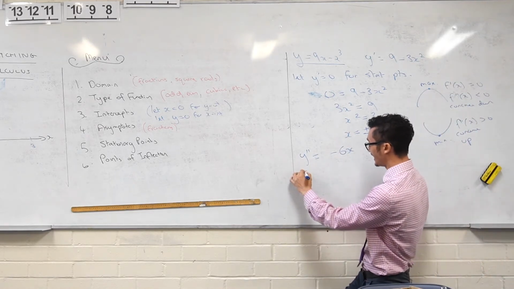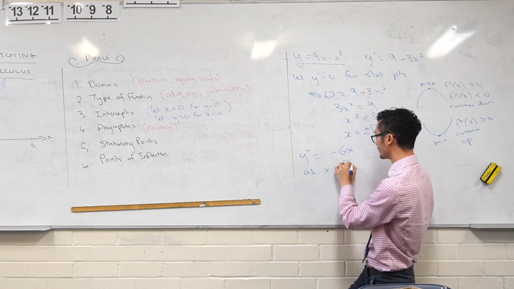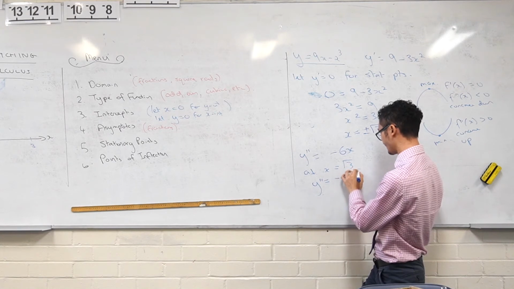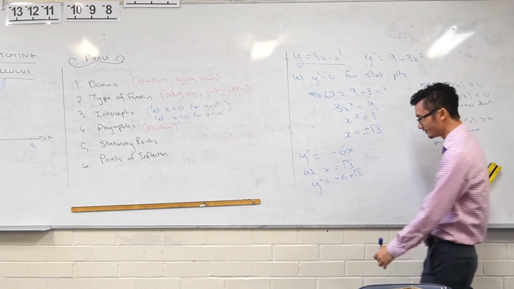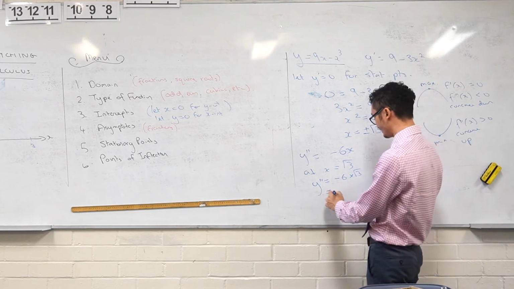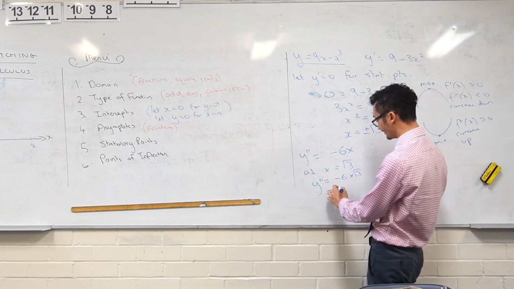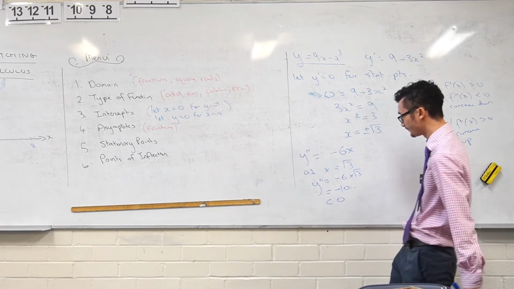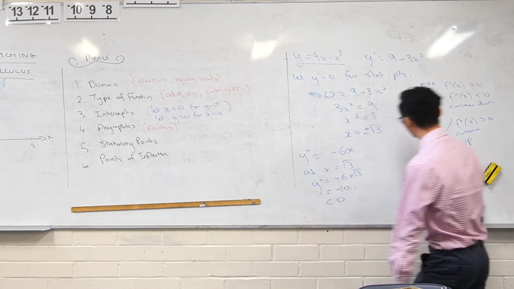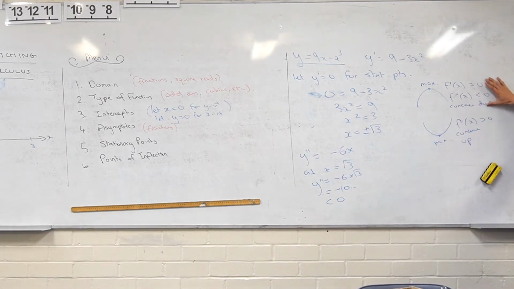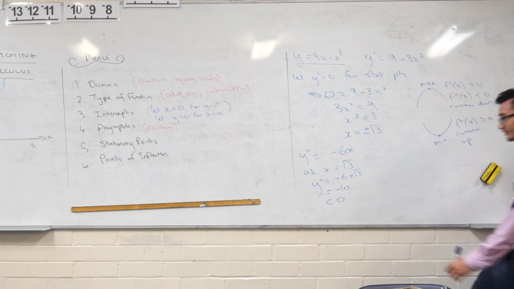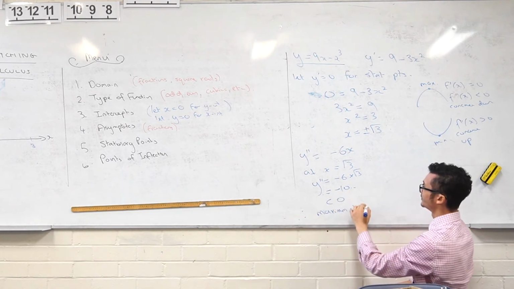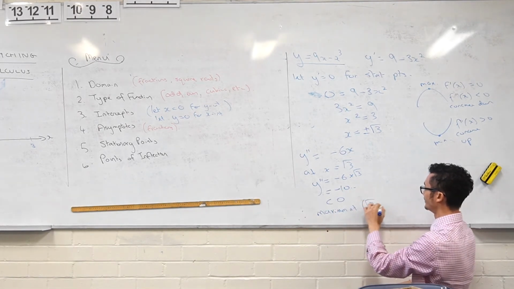So we'll say at x equals positive root 3, what's y double dash equal to? It's a negative number, right? You can calculate that. Negative 6 root 3. Yeah, negative 6 root 3. That's obviously less than 0. So therefore, if the concavity is less than 0, it's concave down. So what kind of point do we have? Yeah, there's a maximum at root 3. Now we need to find the other point.